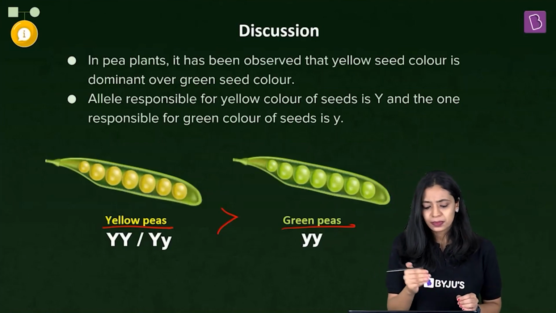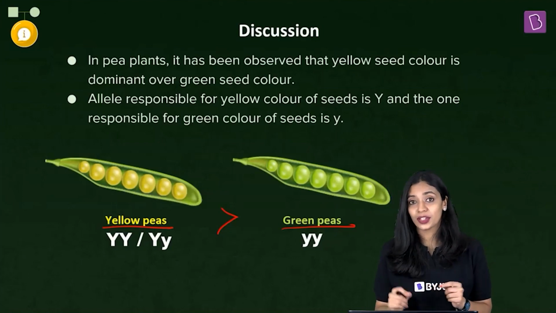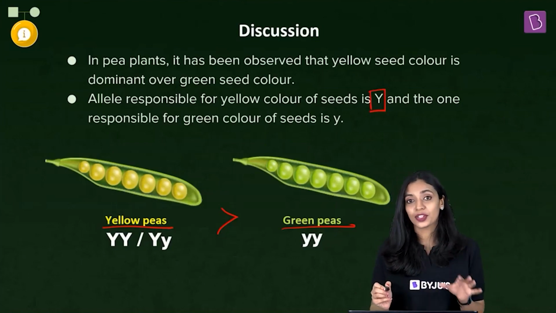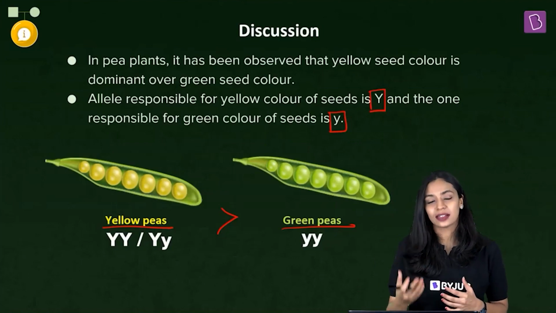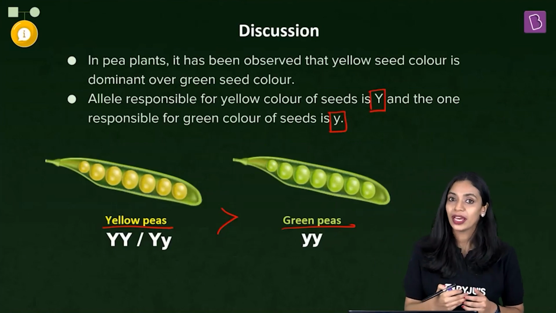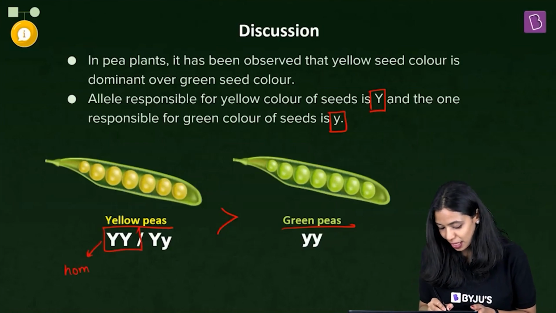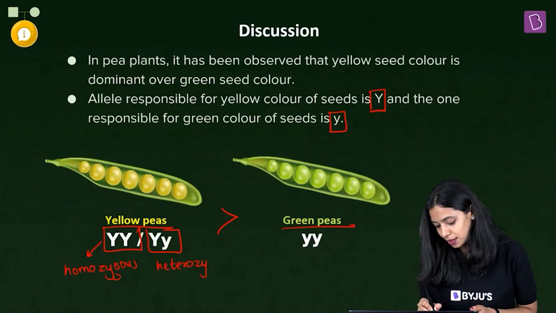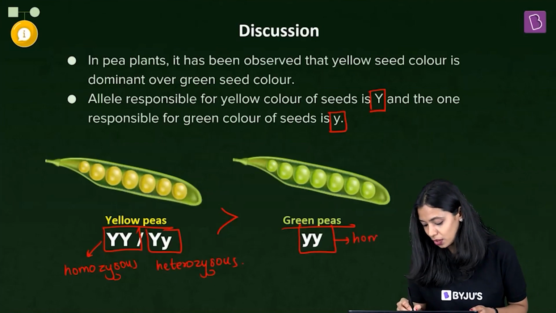If we consider the allele responsible for the production of yellow color seeds as capital letter Y and the allele responsible for the production of green color seeds as small letter y, since the yellow seed trait is dominant, the genotype of the plants that are yellow in color can either be homozygous, meaning capital Y capital Y, or it can be heterozygous. But if it is recessive, it is always going to be homozygous.